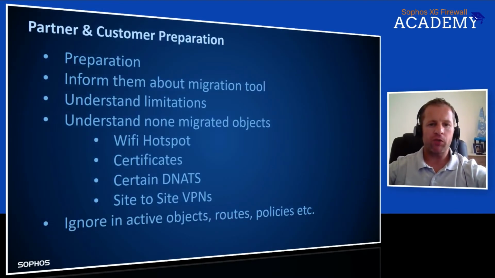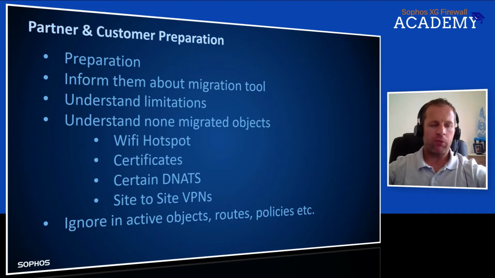And then what we had to do is look at what objects are not being migrated. Some examples of that were the Wi-Fi hotspot portal, for example. Certificates is obvious, because certificates cannot be exported and migrated. You'd have to recreate or regenerate certificates. And then we had certain DNATs, like for Outlook web access. That was quite a big one for us. Outlook web access has a very special way of being published via DNATs, and the migration tool didn't migrate that. And like I said before, site-to-site VPNs.